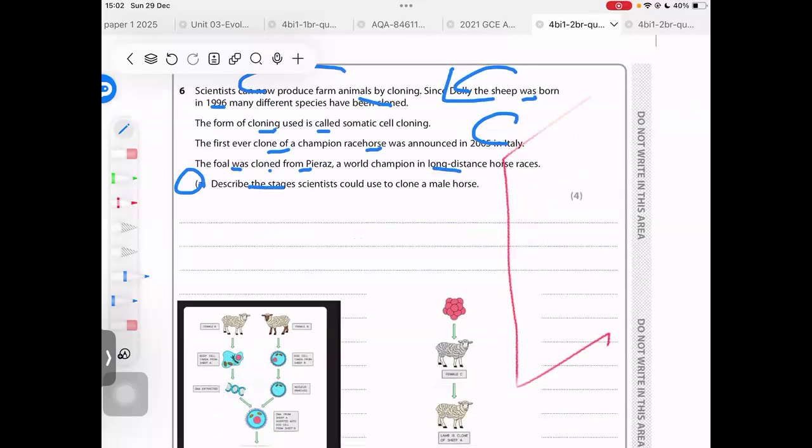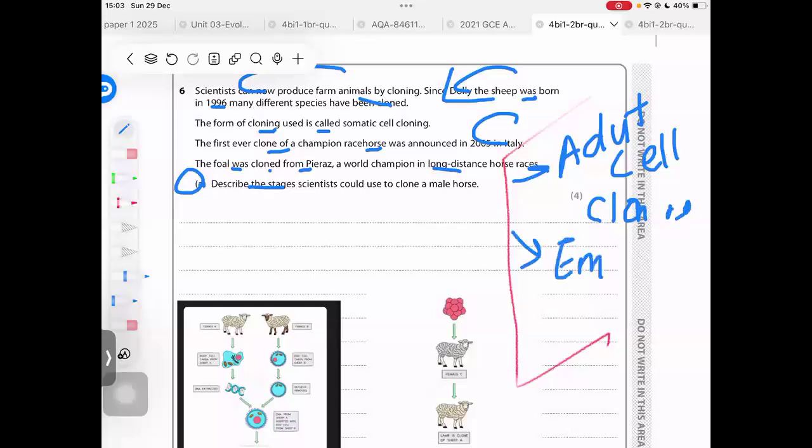So there are two types of cloning processes. One is adult cell cloning, and the other is embryonic cell cloning. Right, in your syllabus you have two types of cell cloning. What are those? Adult cell cloning and embryonic cell cloning.